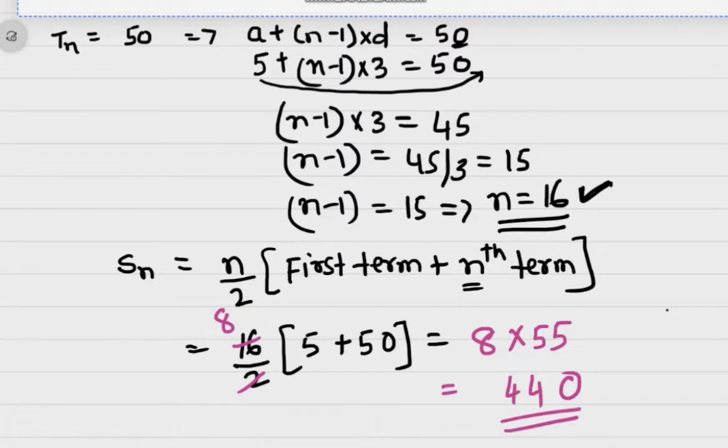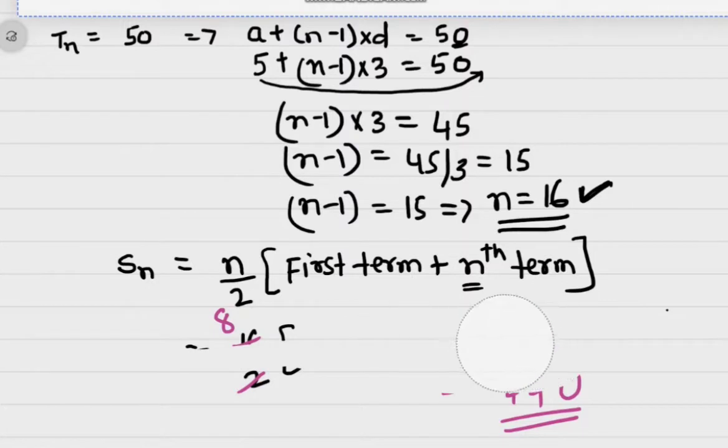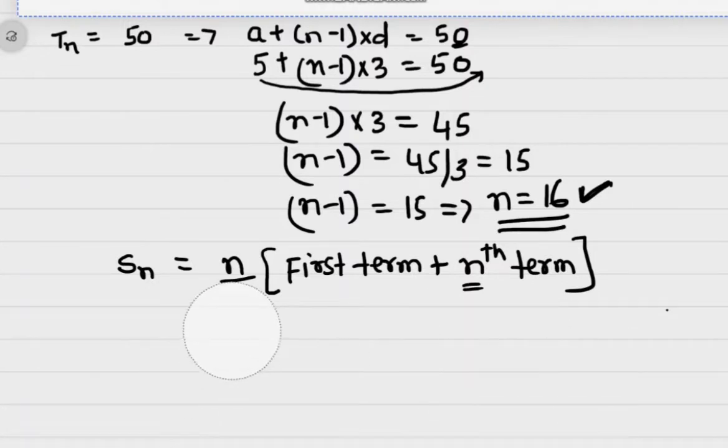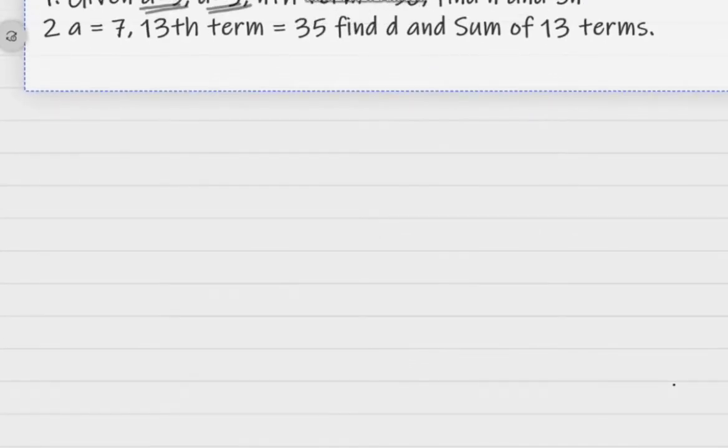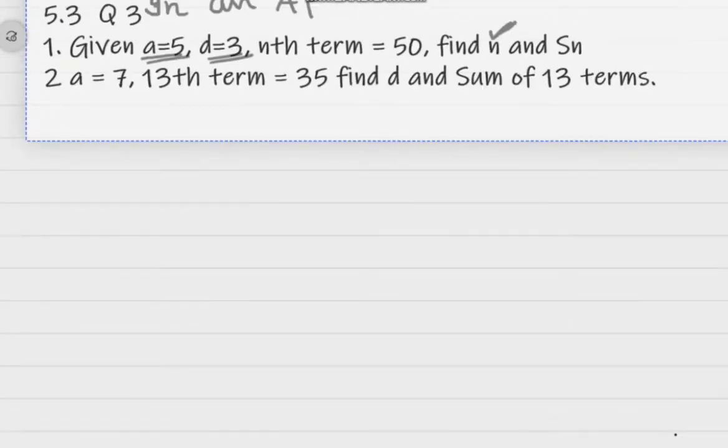Okay. Now let's go to find out what is given in question number 2. Now see, in question number 2 it is given a is equal to 7. Okay. The value of a is 7. First term is 7. 13th term is 35. And find d and the sum of 13 terms.